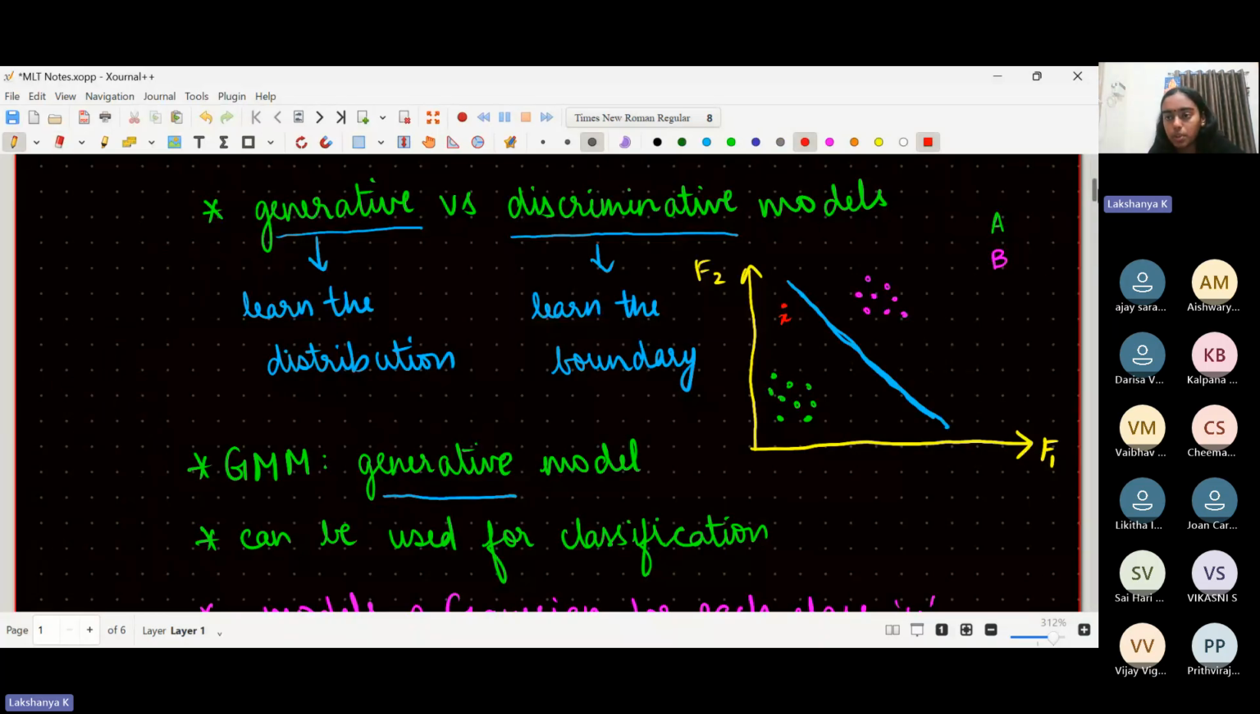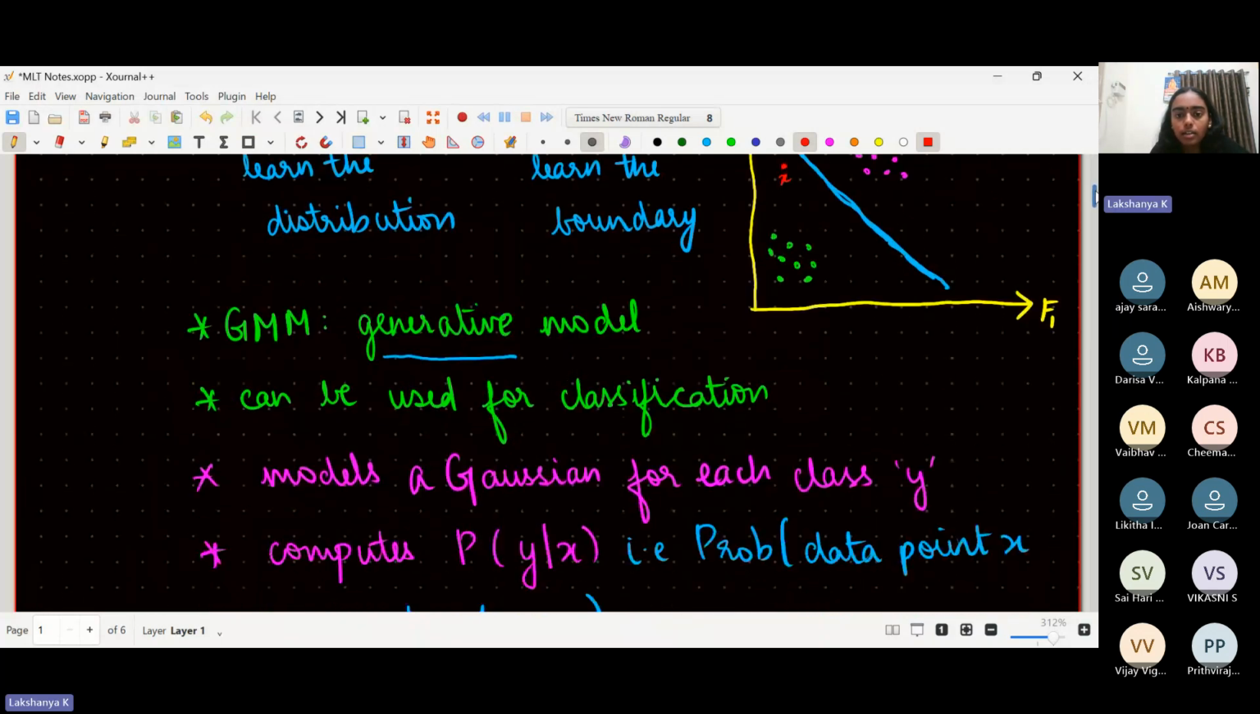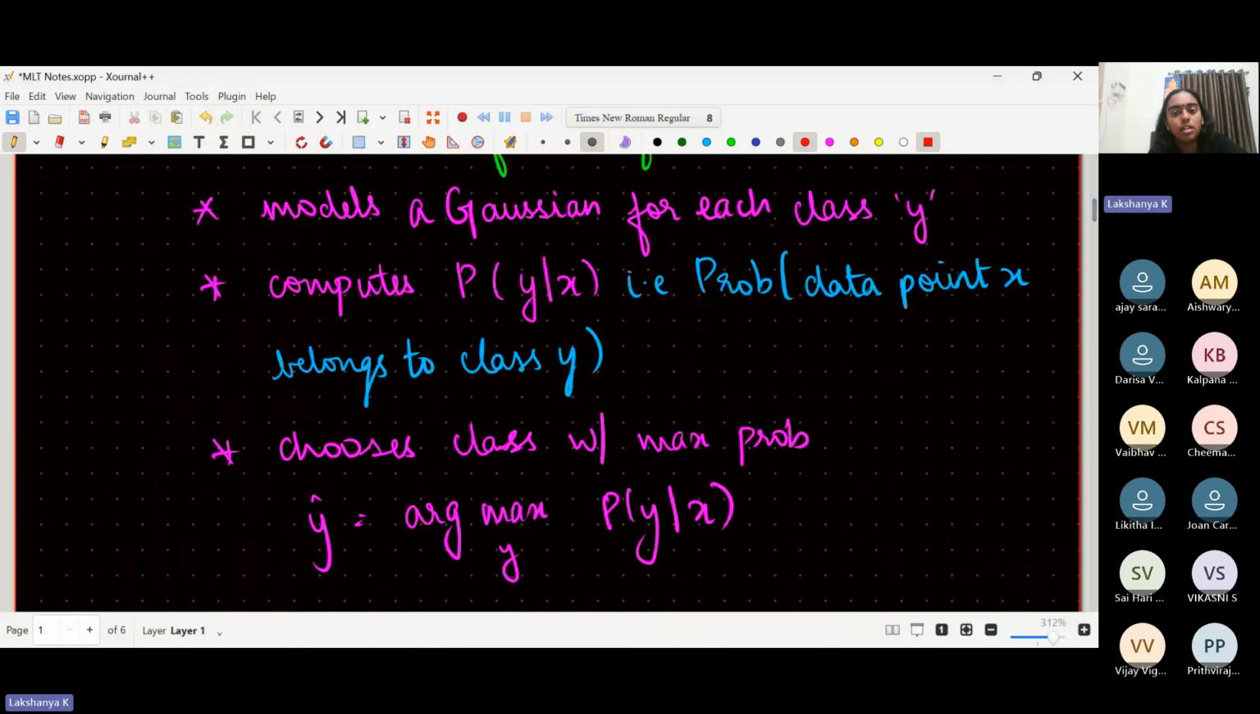That's what we're going to do with GMM, right? It models a Gaussian distribution for every class Y. So here we have two classes, a class A and a class B. What your GMM does is it assumes there are two Gaussian distributions, one which I will call A, the other which I will call B. Each corresponds to one of your class labels or categories.